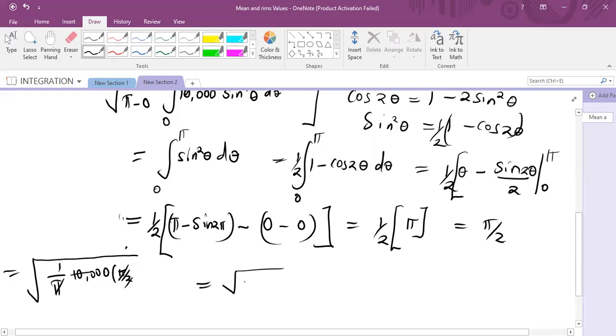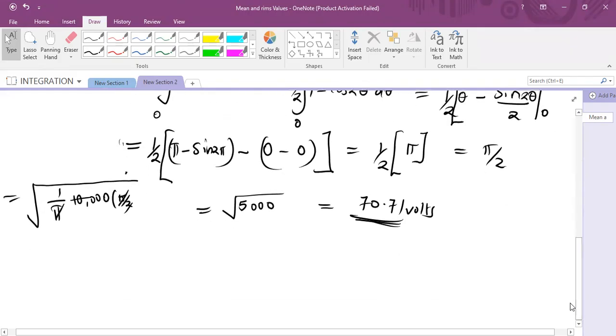So we are evaluating the square root of 5,000. If you evaluate that correctly, we should be able to get 70.71 volts, and that's basically the RMS value. So this basically just entails following the formula. There's really nothing much about it.